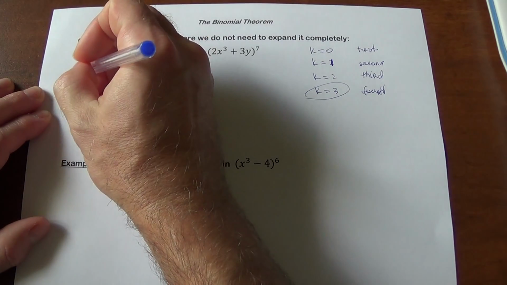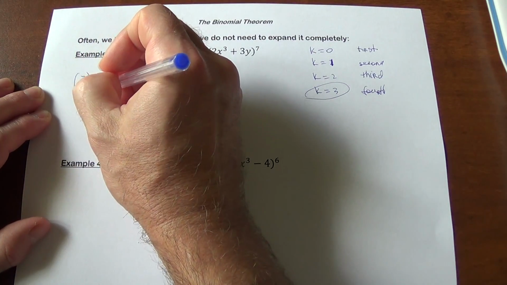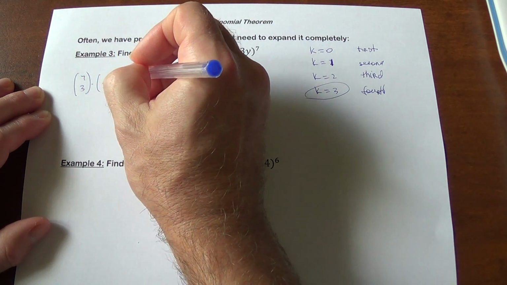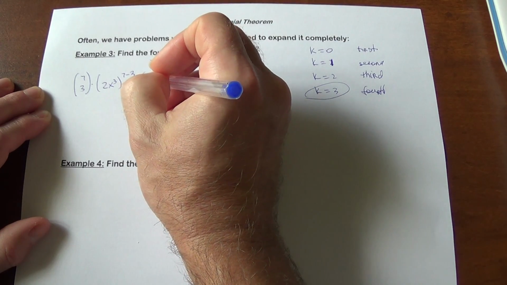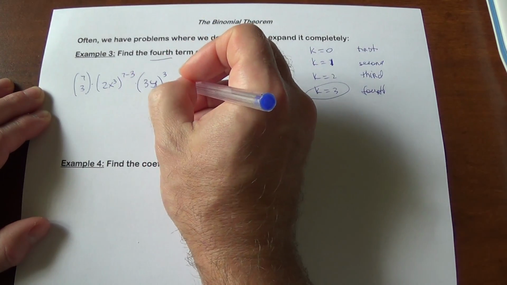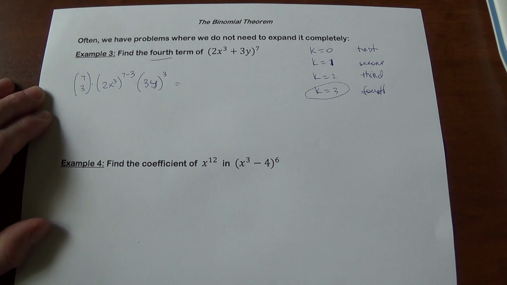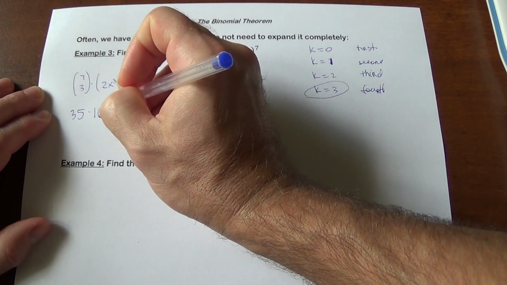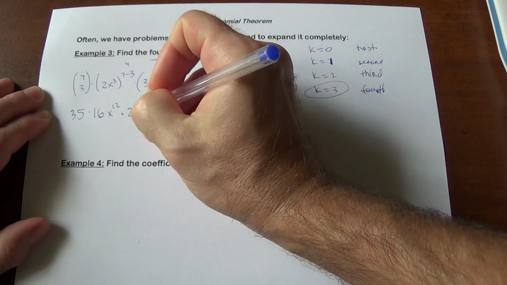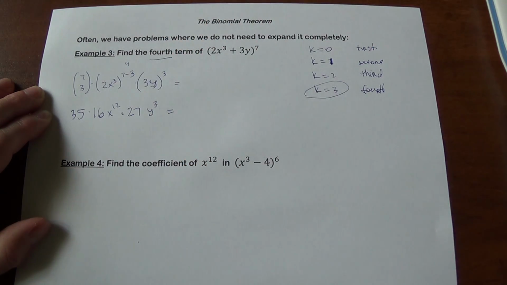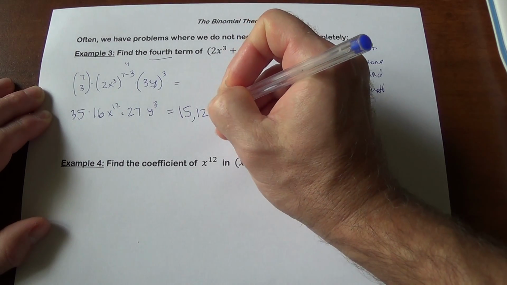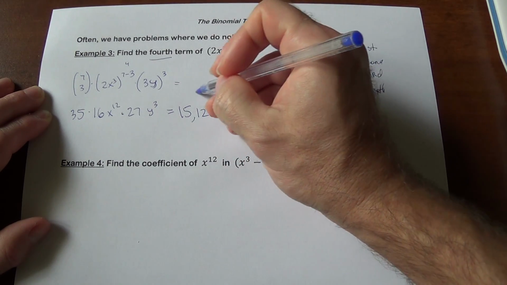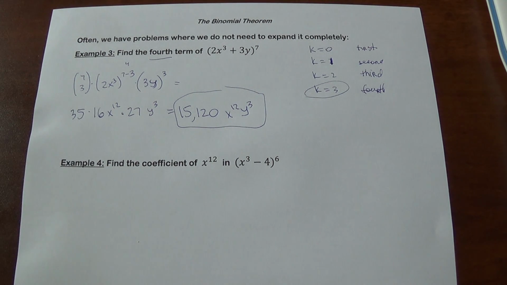All we need to do is set it up. So it's going to be 3 out of 7 times 2x cubed to the power 7 minus 3 times 3y to the power 3. This is the setup. All we need to do is calculate this. So 3 out of 7, that's 35. This here will be power 4, so it's 16x to the 12th. And this will be 27y cubed. Multiply the numbers. This is going to give you 15,120 x to the 12th y cubed. This is our term. That would be the 4th term.